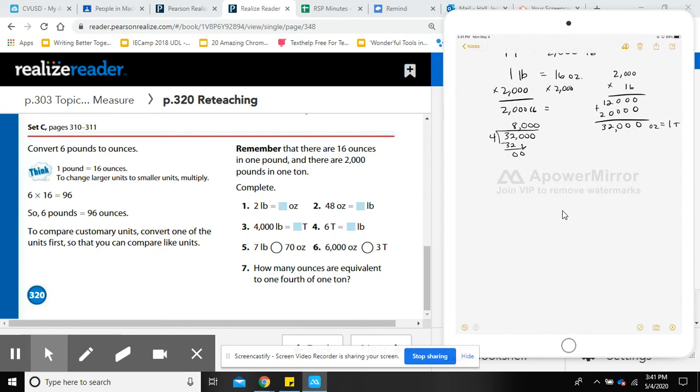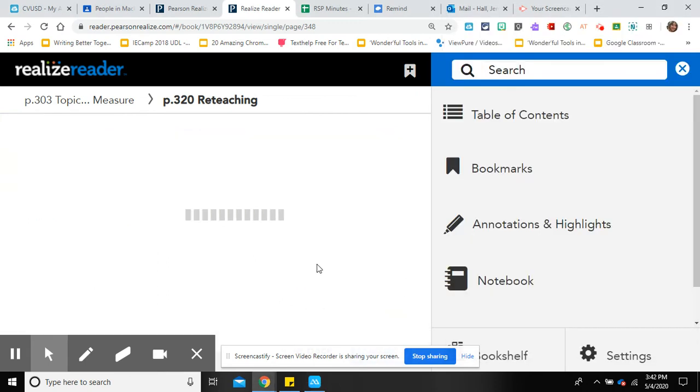So how many ounces are equivalent to 1/4 of a ton? So 1/4 of a ton is equal to 8,000 ounces. That was a lot of steps. Okay, so let's go on to set D.